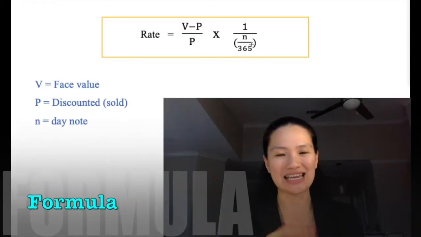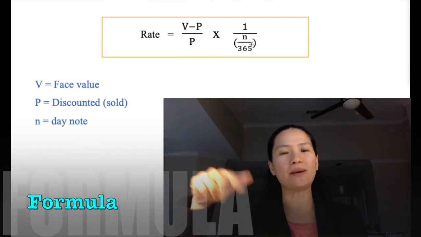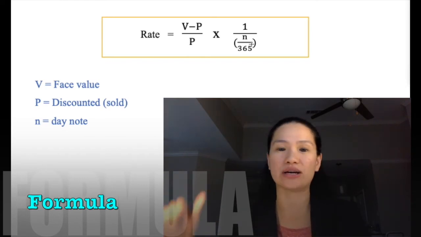You know how to calculate rate. Again, let's go with me. Try to remember the formula. Rate equals V minus P over P, multiply with 1 over n divided by 365.